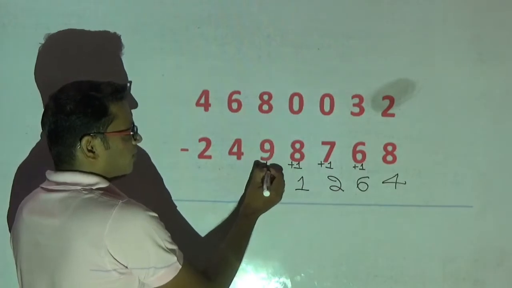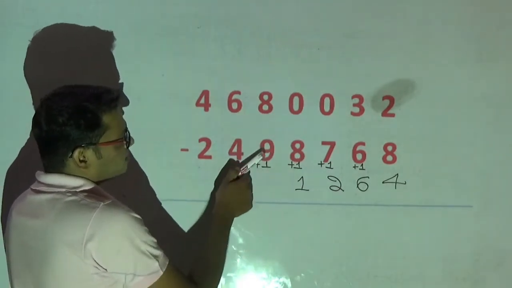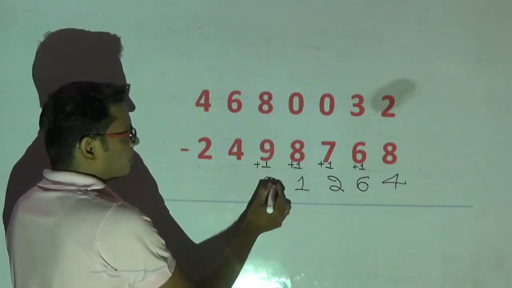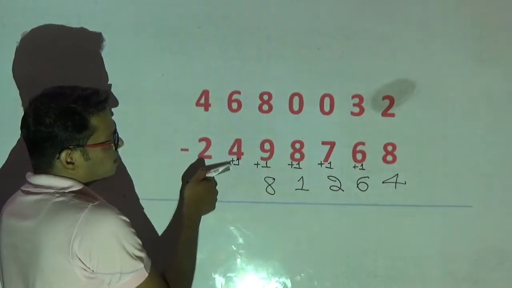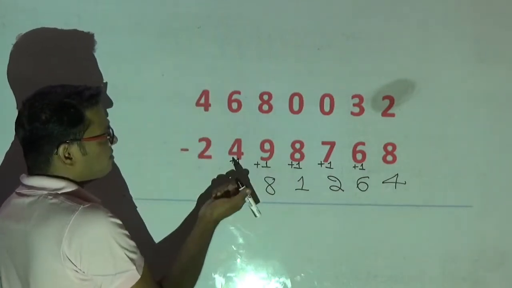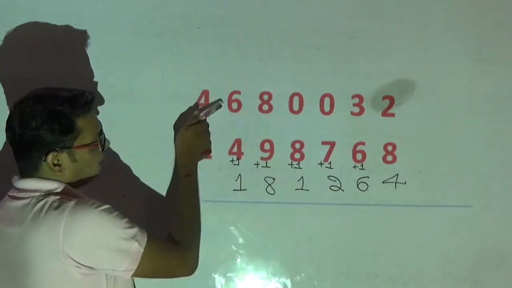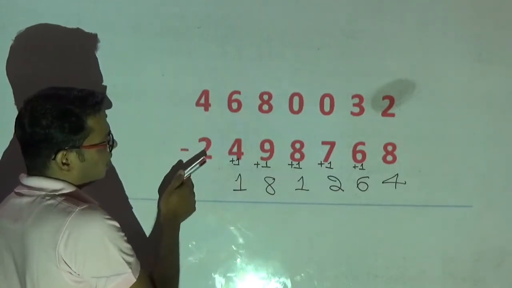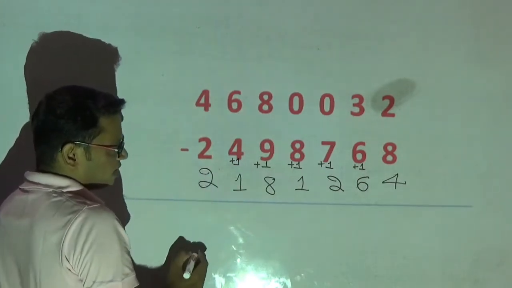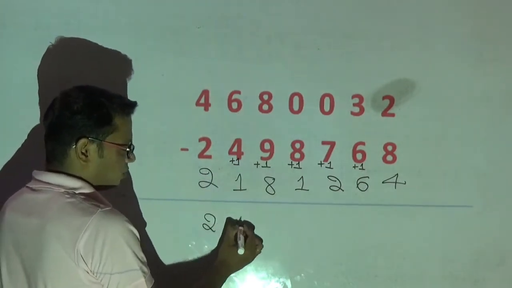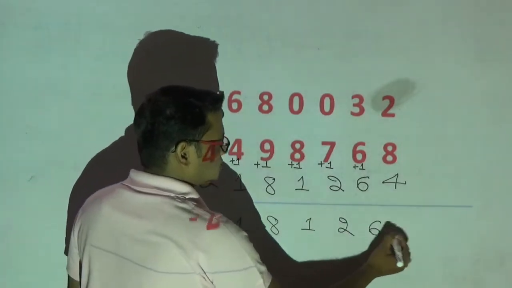Increase this number by 1 because I subtracted the previous number from 10. Okay, now 10 minus 10, 0, 0 plus 8, 8. Increase this number by 1 because the previous number I subtracted from 10. Now this is 5. 6 minus 5, possible, don't go for 10 now. 6 minus 5 is 1. Okay, I have subtracted from the above number, right? Therefore, I don't do plus 1 here. 4 minus 2 is what? 2. Okay, so I will repeat my answer here. 2, 1, 8, 1, 2, 6, 4.